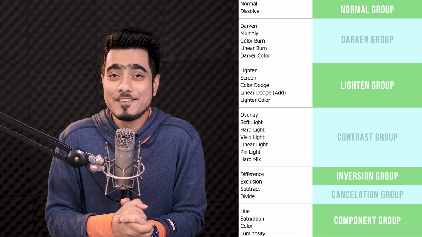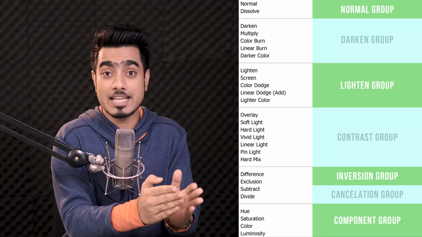The next one on our list is color burn. Sounds familiar? Dodging and burning, remember? Dodging is brightening and burning means darkening. So similarly, according to the name, color burn adds color and it darkens. However, technically speaking, color burn has 4 properties.